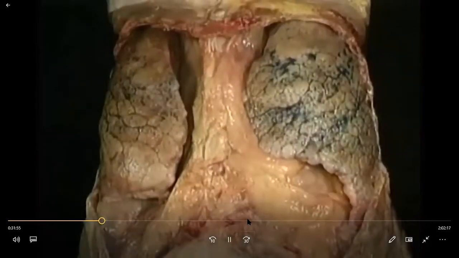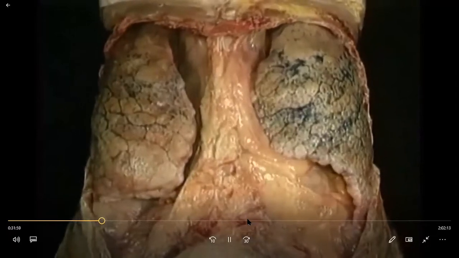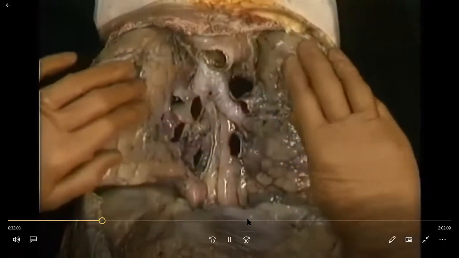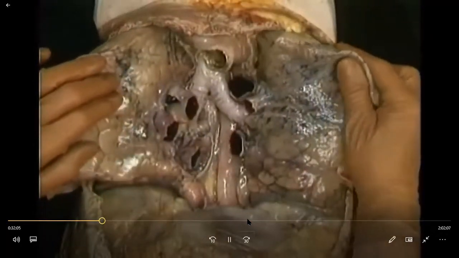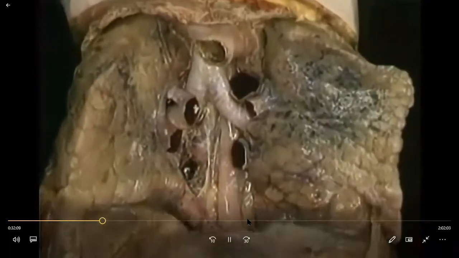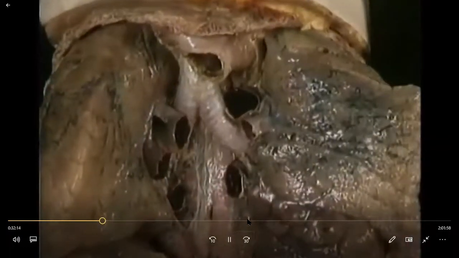Now we look at the pulmonary vessels and the trachea. To do that, we'll take the heart out of the picture and draw the lungs out to the side. This gives us a view of the medial surfaces of the lungs. There is a lot to see here. We'll look at blood vessels first.